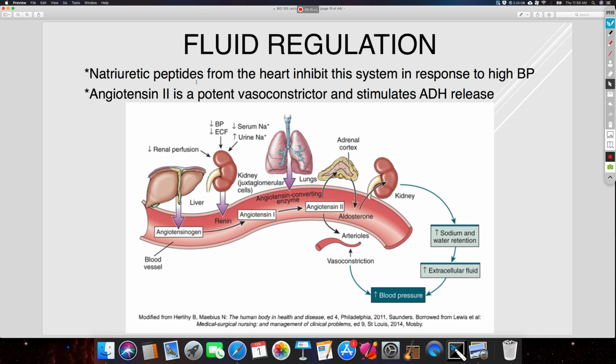Couple of things here. So natriuretic peptides, these are hormones that are produced from the heart, from the atria, and they kind of inhibit this RAS system. They don't do it very well, but they do counteract it a little bit.